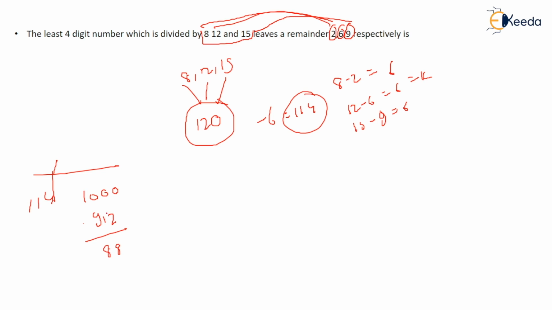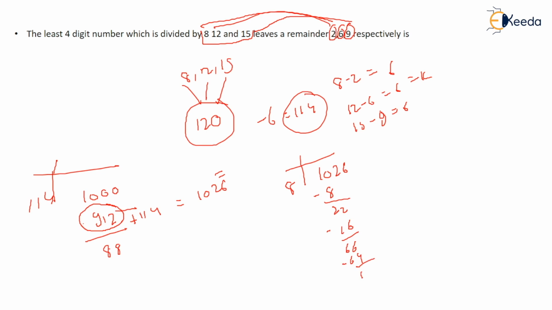So you know that they ask for the least 4-digit number, right? So this was the last number that got subtracted by 114. If you add 114 on 88, you will get 1026, and this will be the least 4-digit number that can be divided by all this. And if you check whether this is right or not, 1026 if you divide by 8, 22, 16, 66, 64, so 2 is left as remainder, so our answer is correct.